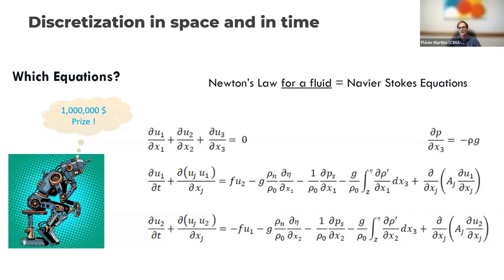In the past, before the age of computers, what we used to do was just ignore some of these terms, the terms that were more complex or more difficult to evaluate or less important for the flow. For example, if we ignore all the terms except the Coriolis force and the baroclinic force, do you know what equation we get? We get the geostrophic equation.